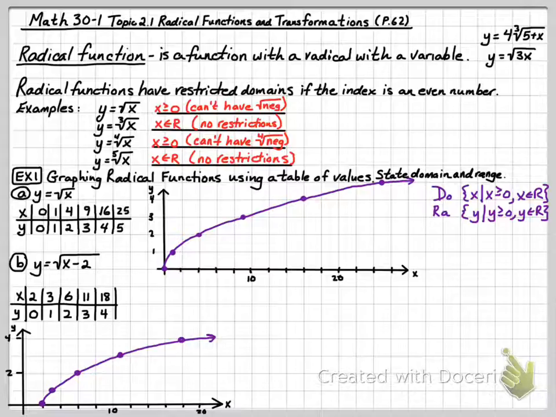Isn't that similar to what we learned last chapter with transformations? X has got to be greater than or equal to 2, and y still has to be greater than or equal to 0 for our domain and range.